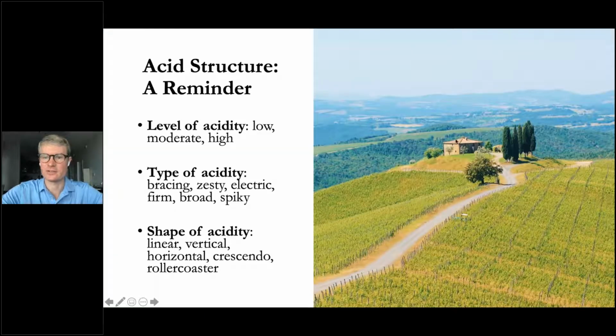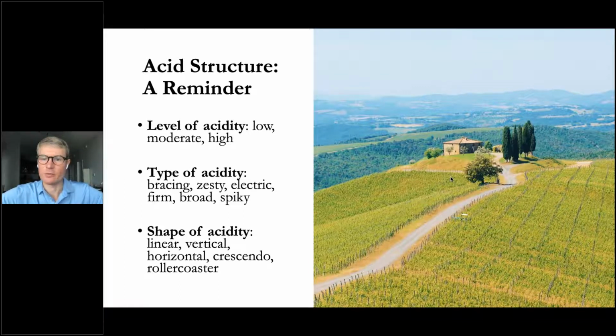So the content of this slide will be familiar to anyone who's been here for the last couple of weeks. This is simply a reminder to us about what we're looking for when we assess acid structure. So, of course, we start with the level of the acidity in the wine, and then we describe the type of acidity, i.e. what sensation or texture does that acidity give in the mouth.